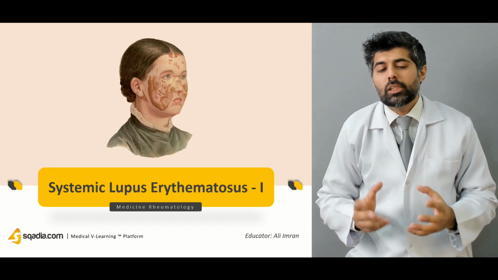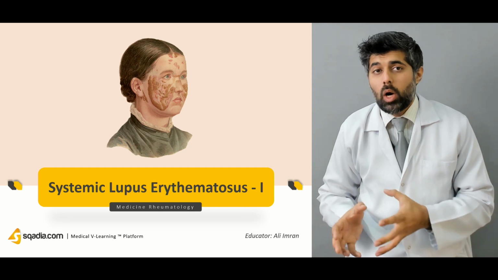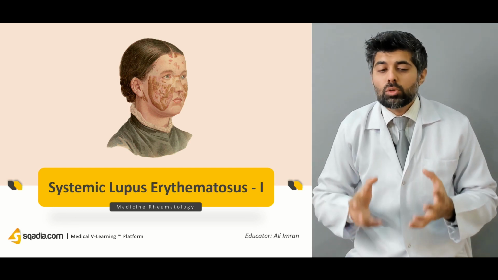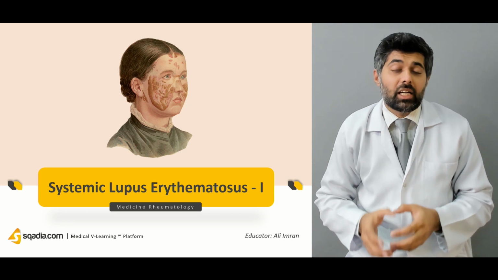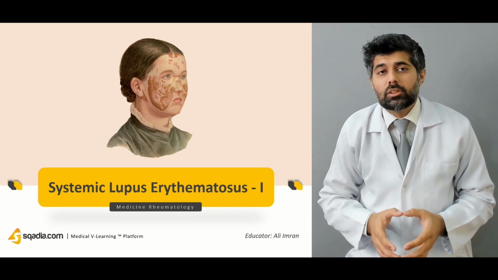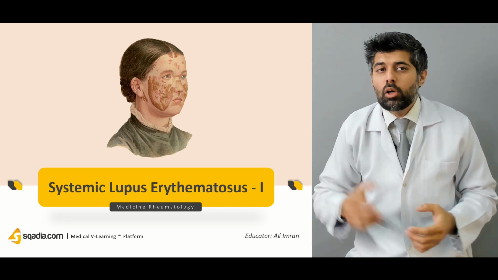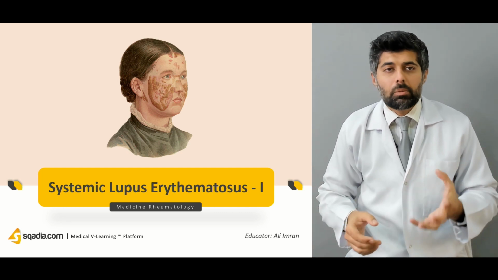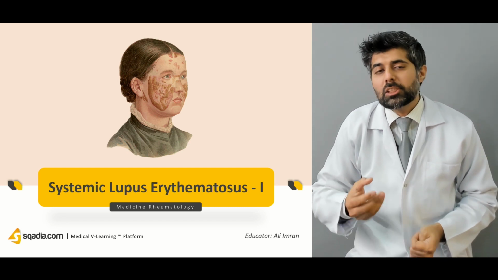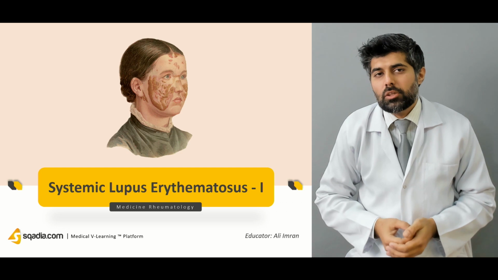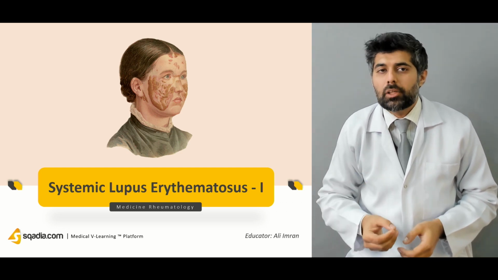Today's topic is on systemic lupus erythematosus, part 1. Now, lupus erythematosus is a systemic disease. It has its clinical presentations from optical to gastrointestinal, from cutaneous to pulmonary, even central nervous system. But its most common presentation are the cutaneous one and the musculoskeletal one.